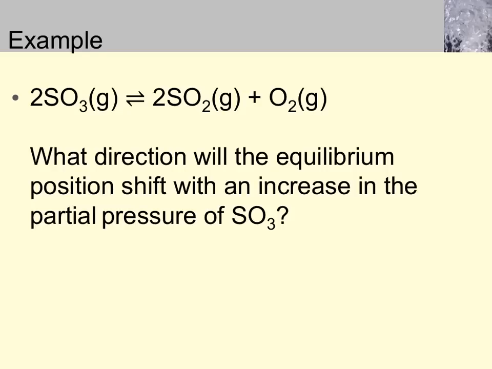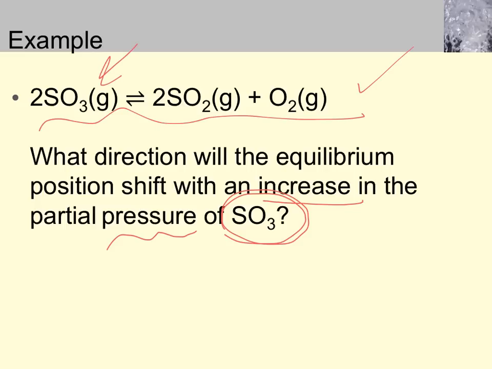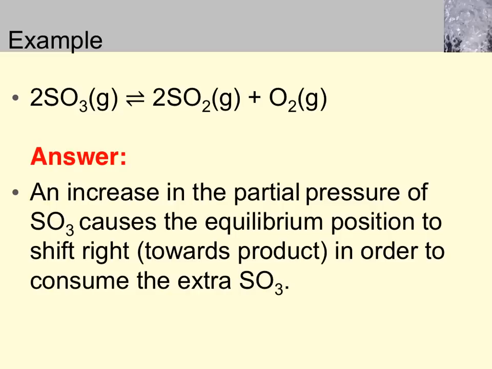Go ahead and give it a try yourself. Look at the reaction I've given you here and see if you can figure out which way this reaction will shift if we increase the partial pressure of SO3. Now remember that in order to have pressure have any effect at all, we have to have at least one gas in a chemical reaction, and we do, so we're okay. And the answer is an increase in reactant will cause the reaction system to shift to the right because it's trying to consume the extra reactant that you just added. So hopefully you got that.